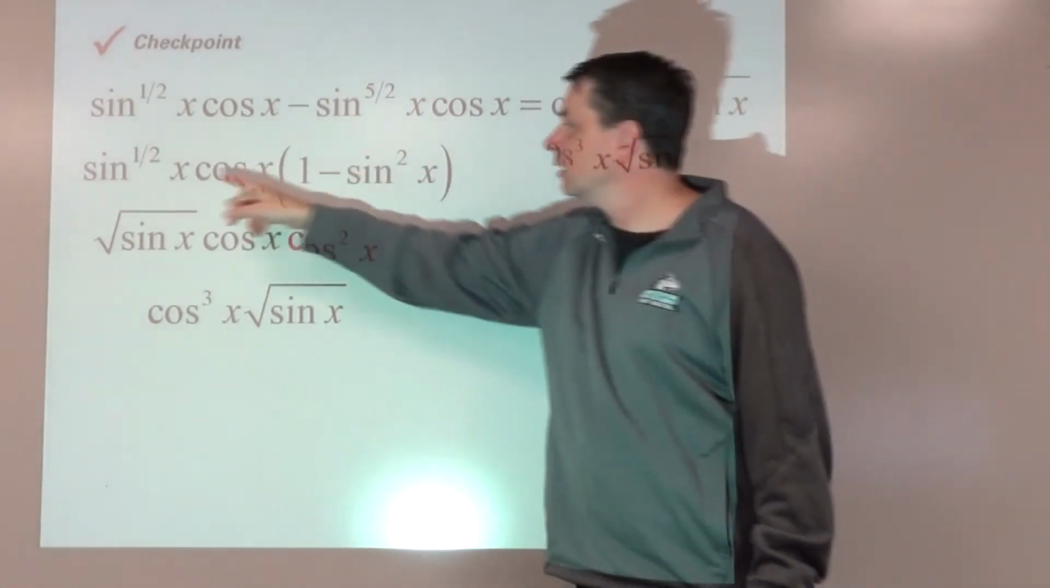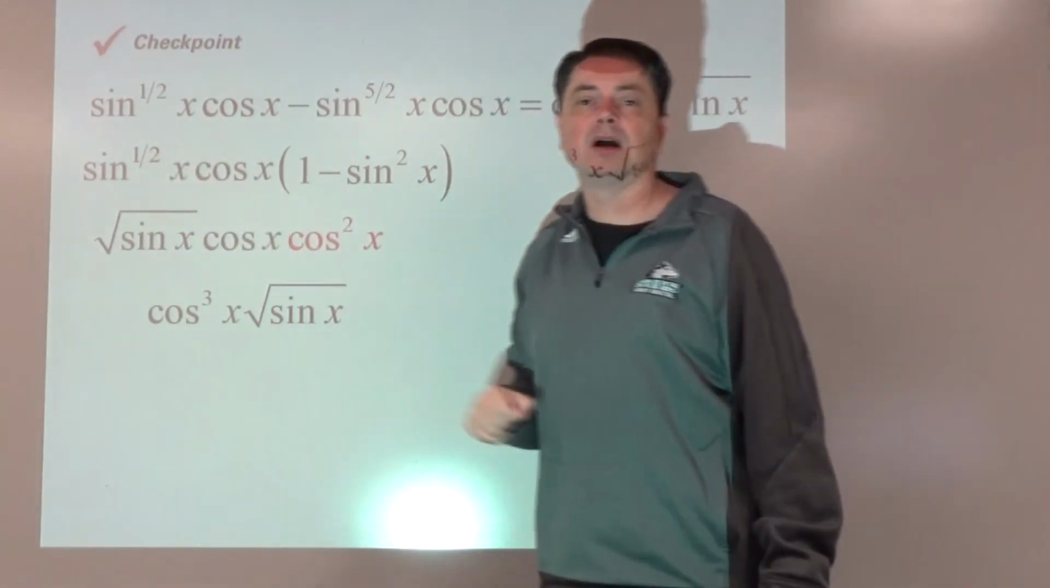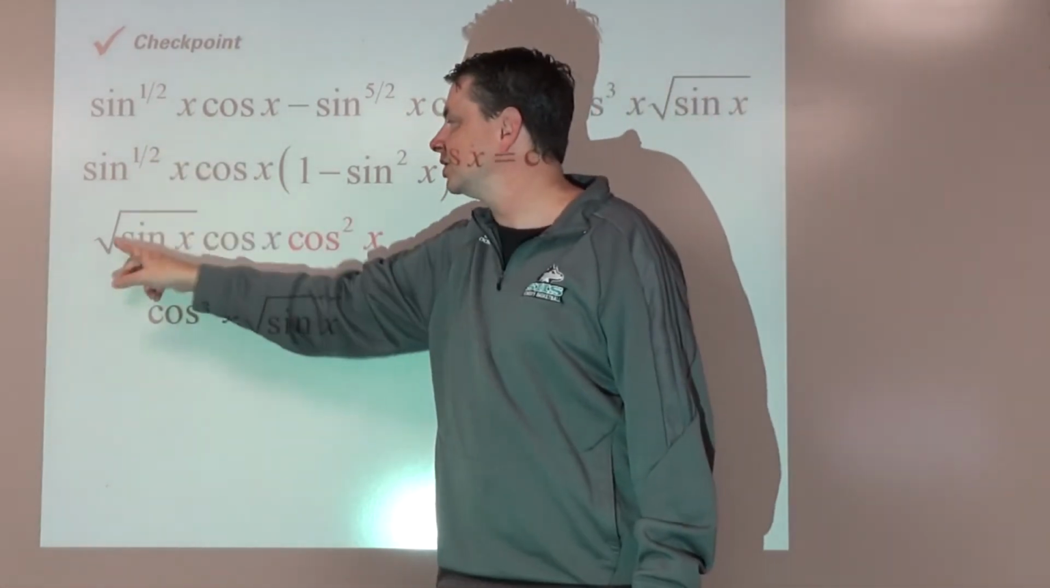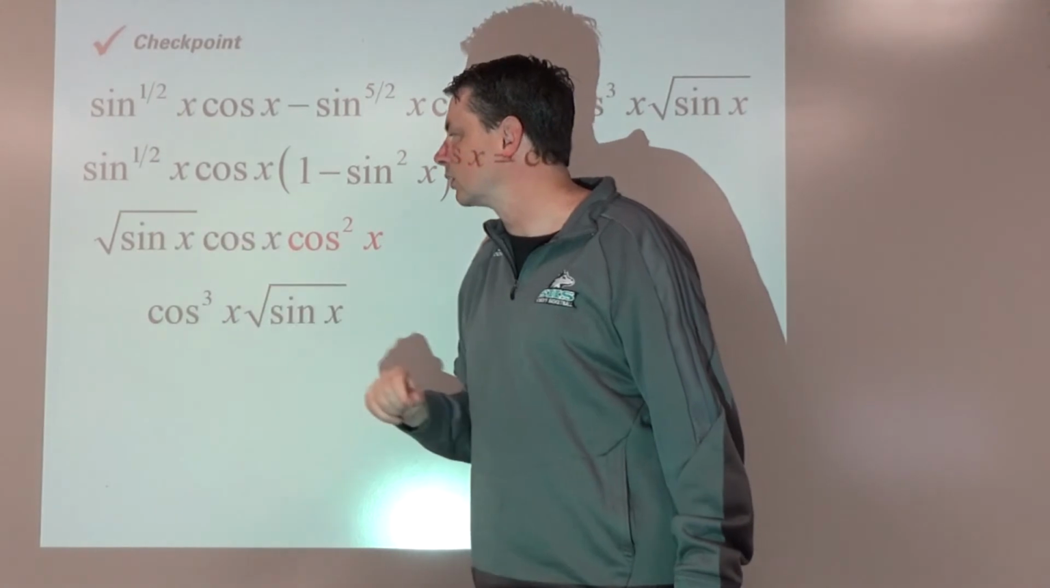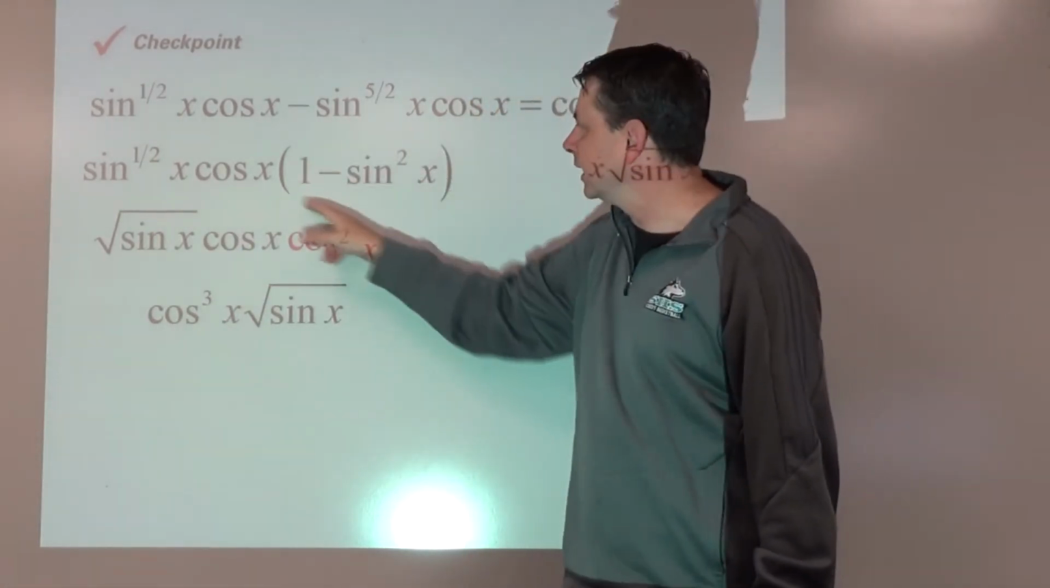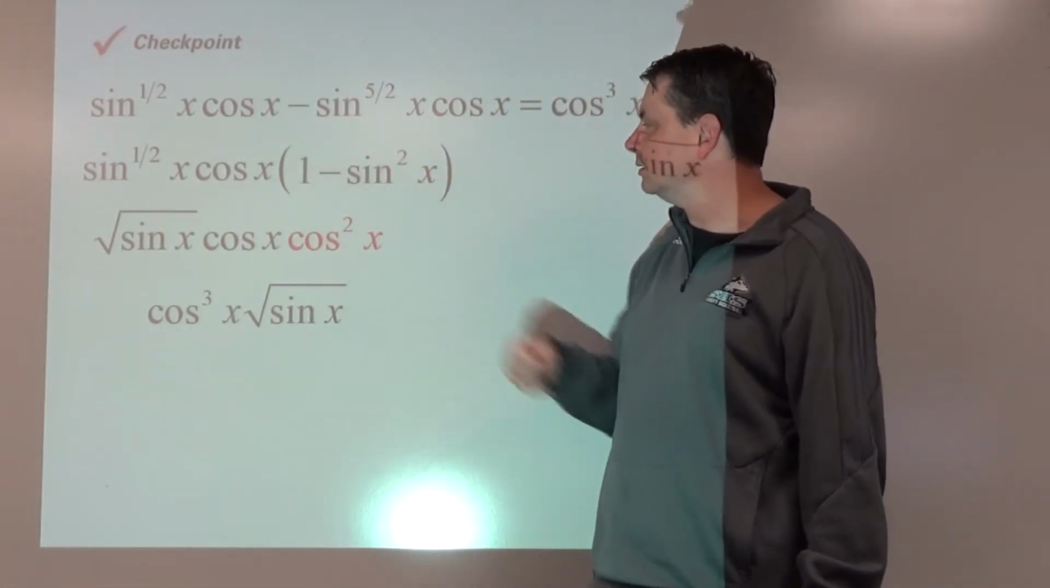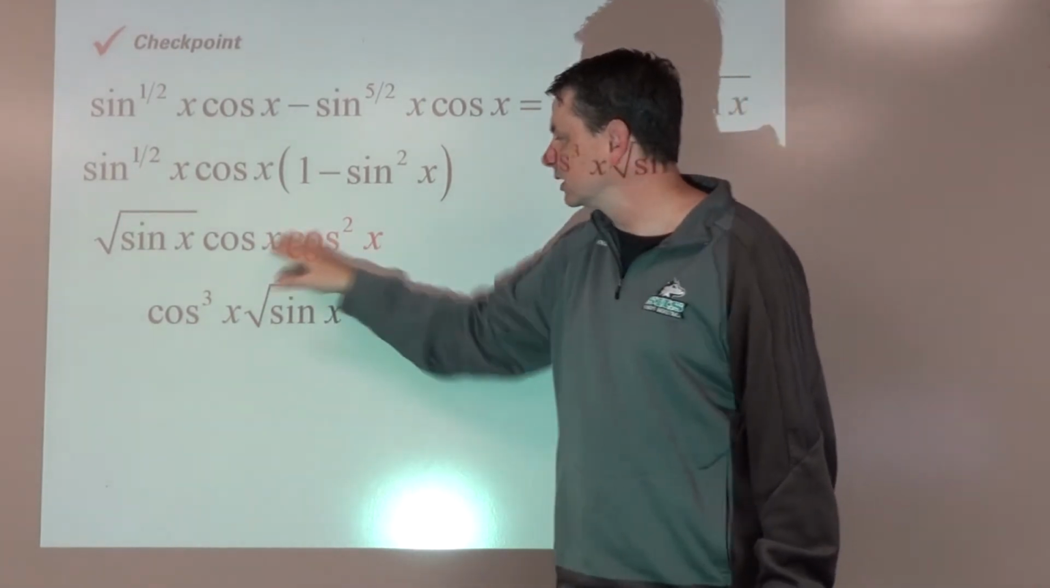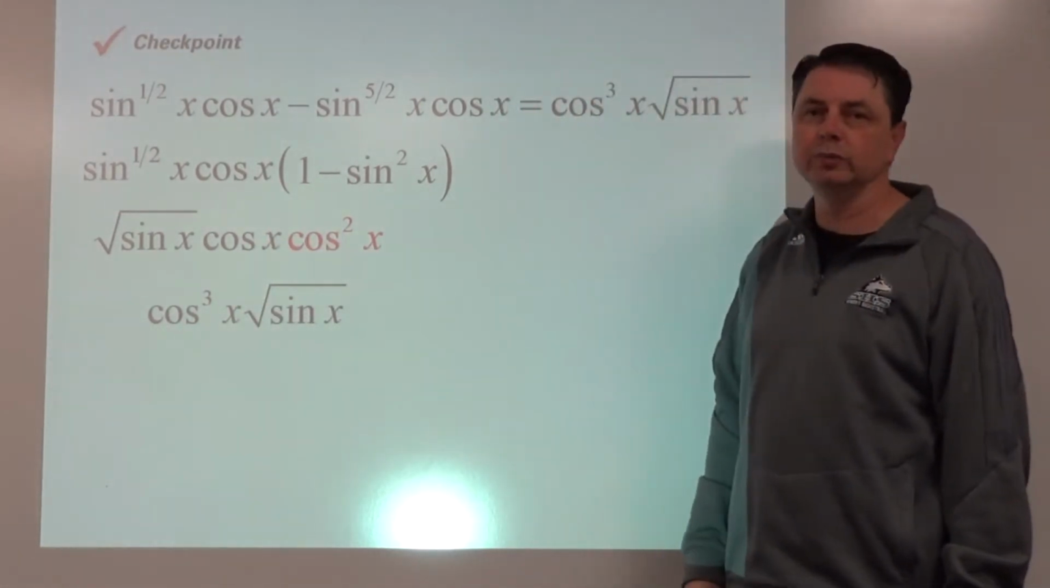And then, well, if we can rewrite from exponential notation into radical notation, that means the square root of sine x. And that one there, that's Pythagorean. And multiplying those together, we get cosine cubed x.